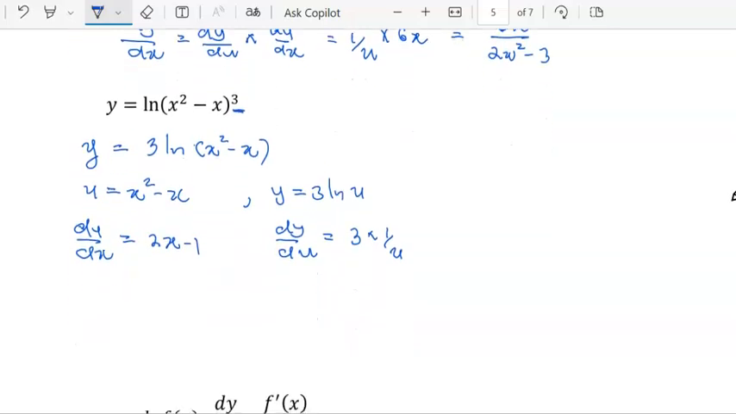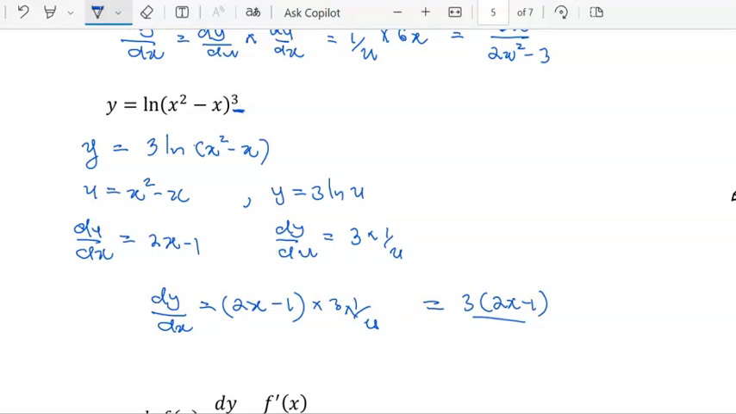Now, if you see here, we're just going to multiply. So our dy dx is just going to be 2x minus 1 multiplied by the dy du, which is 3 times 1 over u. So your answer here is 3 times 2x minus 1, all of it over u, which is x squared minus x.